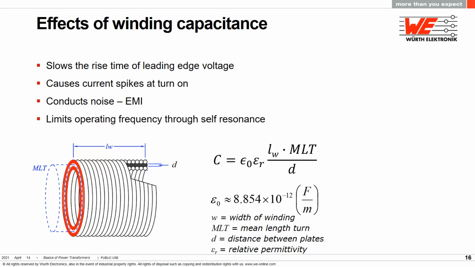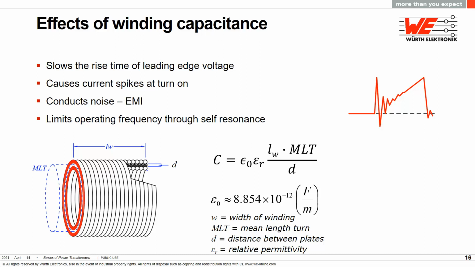What are the effects of winding capacitance? For voltage, it slows the rise time of the leading voltage edge because with capacitors it takes time to change voltage, but current can change instantaneously. That instantaneous current shows up as current spikes. If you go back to the equivalent circuit we looked at earlier, the first element was a capacitor. When the switch turns on, any stray capacitance gets charged first, resulting in a spike on the current waveform instead of a nice clean ramp starting from zero, because there's nothing to stop the current.